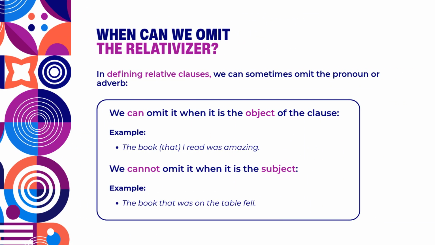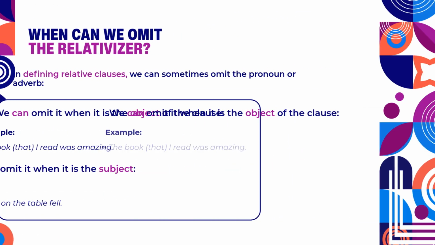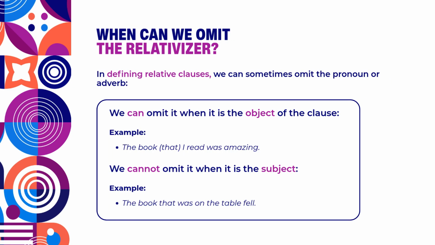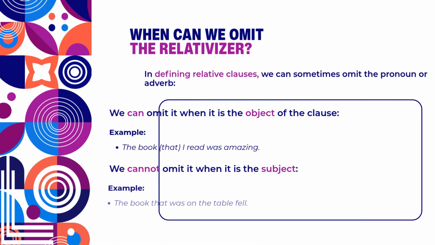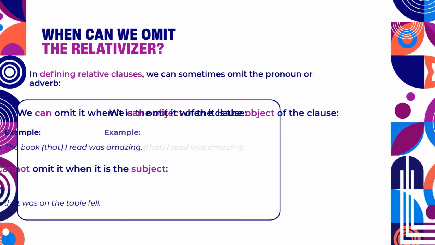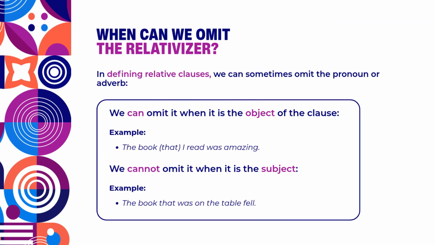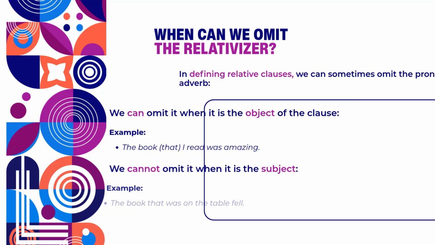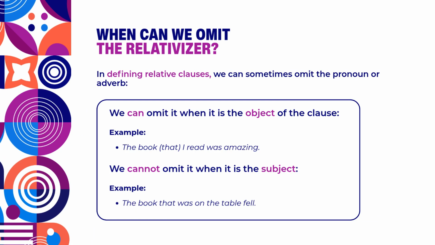When can we omit the relativizer? In defining relative clauses, we can sometimes omit the pronoun or adverb. We can omit it when it is the object of the clause. Example: the book that I read was amazing. We cannot omit it when it is the subject. Example: the book that was on the table fell.